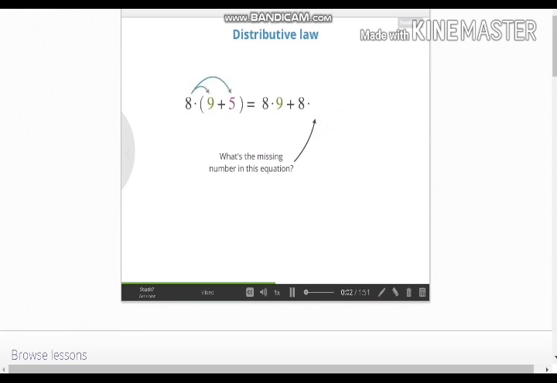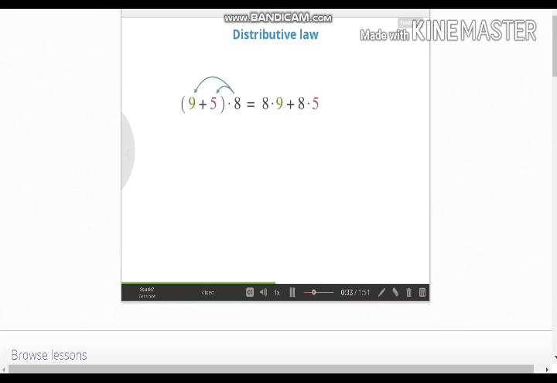Exactly, distributing 8 into 9 plus 5 gives us 8 times 9 plus 8 times 5. And you can double check to make sure these two expressions are equal. Now remember that when you're multiplying numbers, the order doesn't matter. So let's flip the order on the left side, giving us 9 plus 5 times 8. So even if the number you're multiplying by shows up after the sum in parentheses, you can still distribute. But in this case, we'll just draw the arrows going the other way.